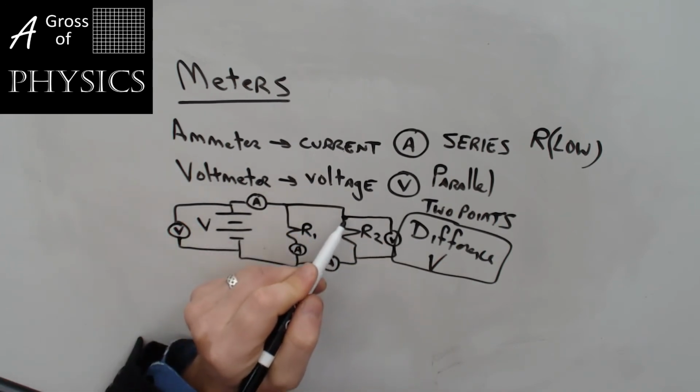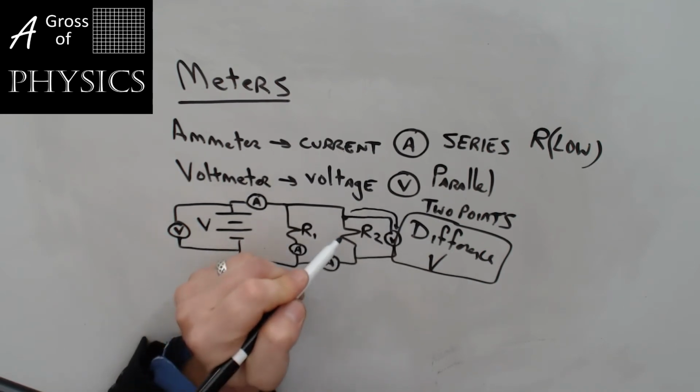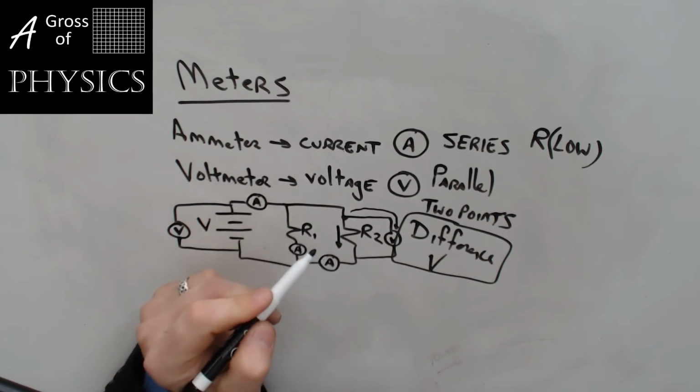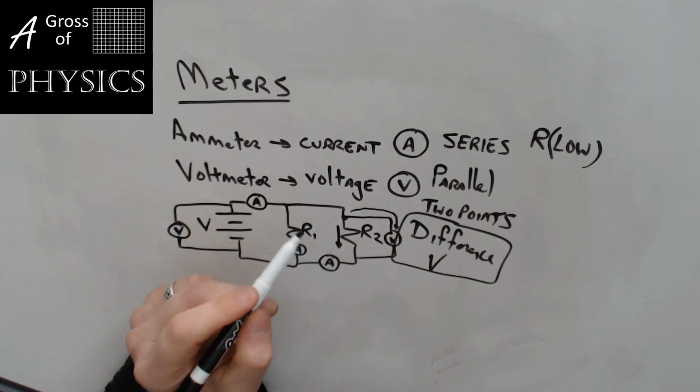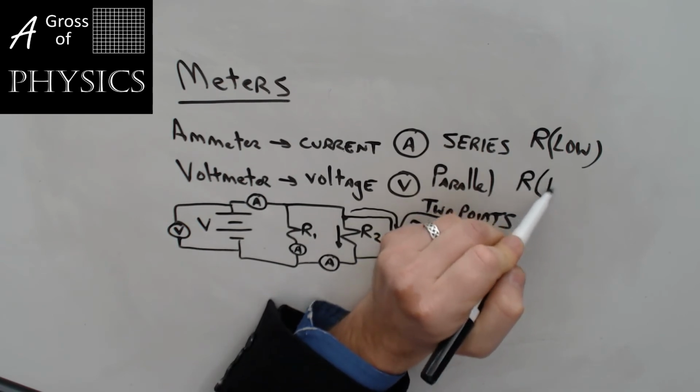Now, you don't want electrons flowing through this voltmeter, or else that's going to change the value of the potential going through the resistor. So in order to do that, you need to set it in parallel, and it has to have a resistance that is high.